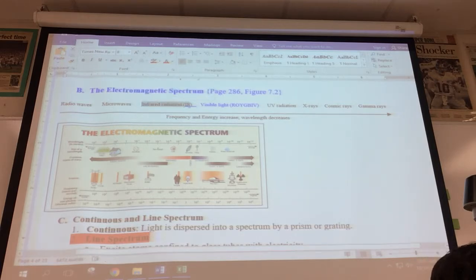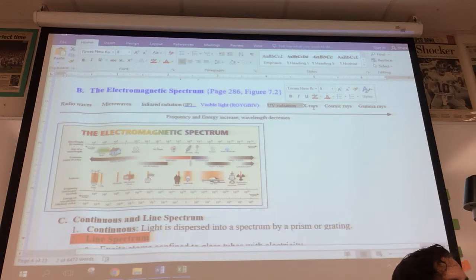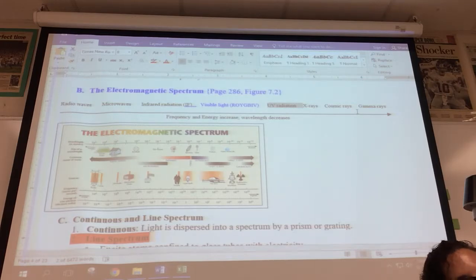Infrared radiation, visible light, UV radiation, that's what you're exposed to by the sun. X-rays, cosmic rays. I mean if you break your arm and you need an X-ray and you go to urgent care or the emergency room, or when you go to the dentist and they look for cavities, etc.